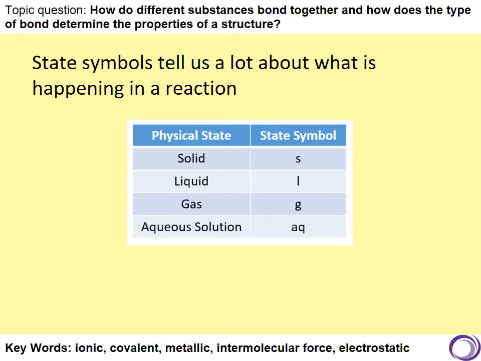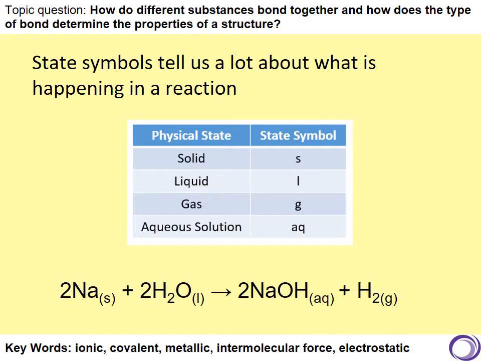We can represent physical states of solid, liquid and gas in chemical equations by using state symbols. So we have S for solid, L for liquid and G for gas. We also have a fourth state symbol, which is AQ. This is an aqueous solution and represents that something has been dissolved in water.